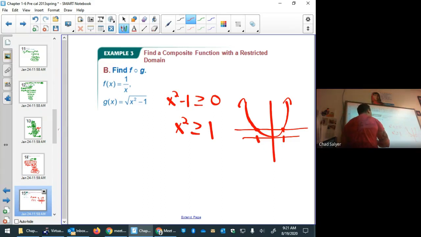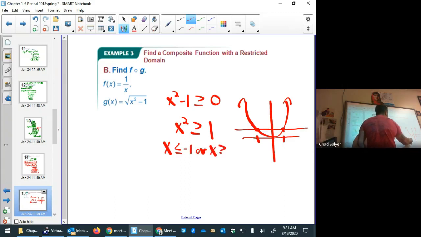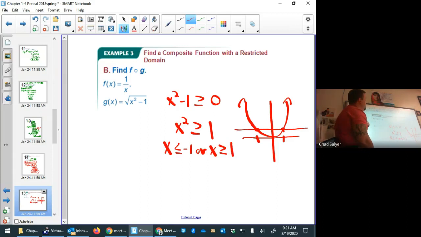So the constraint we have to use here is x is less than or equal to negative 1, or x is greater than or equal to positive 1. Those are going to make this g of x valid, have a real result. But once we plug it into f of x, it must also be the case that it's not 0. So that's going to get rid of the or equal to part here. Because if I had negative 1 squared at positive 1, 1 minus 1 is 0. So that's where we would have a problem.